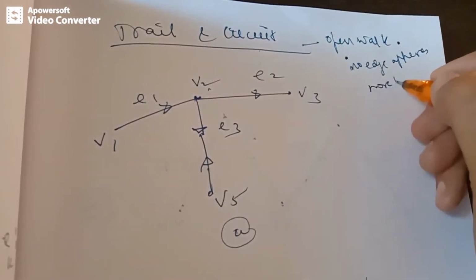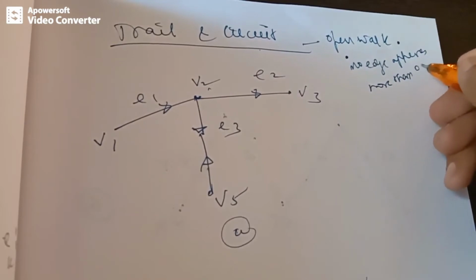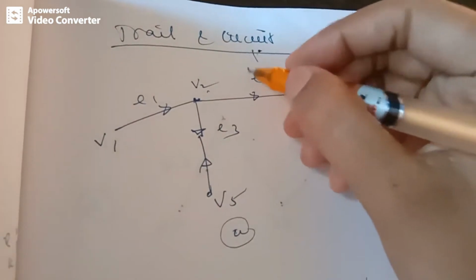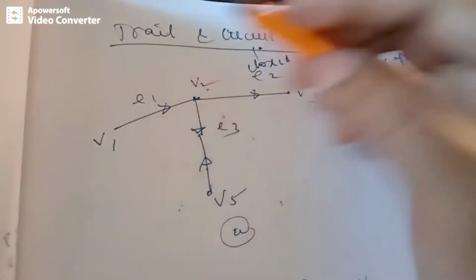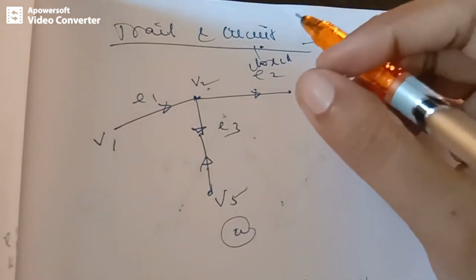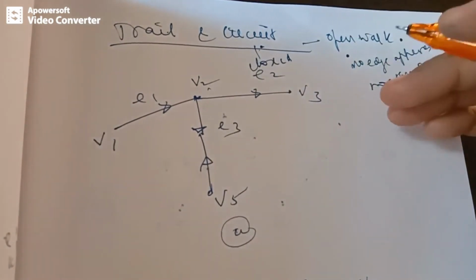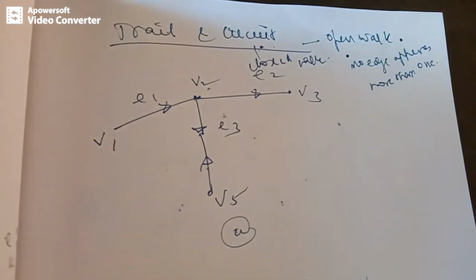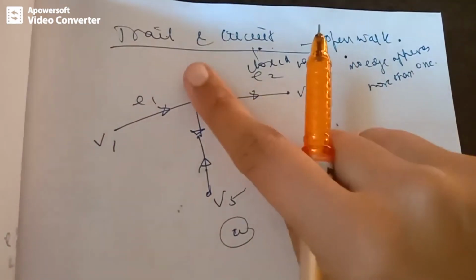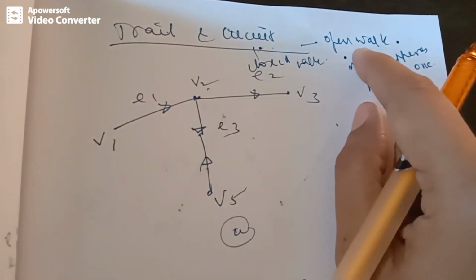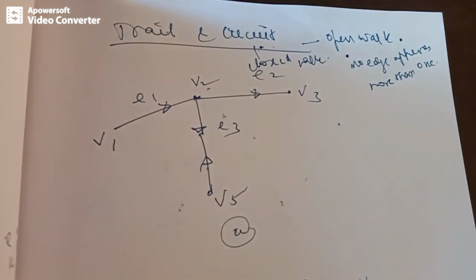So what is the difference between a trail and a circuit? A circuit is a closed walk. When compared to that, a trail is an open walk in which no edge appears more than once, whereas a circuit is a closed walk in which no edge appears more than once. Okay, so a trail is an open walk, a circuit is a closed walk. So let me give an example.